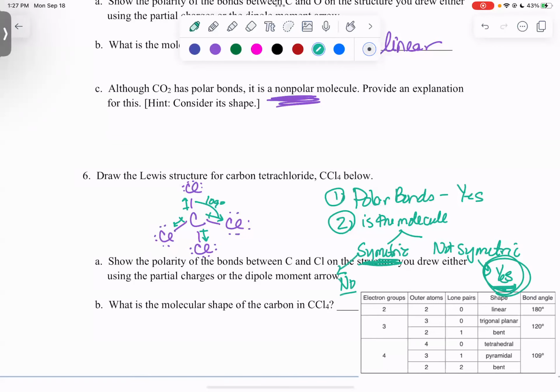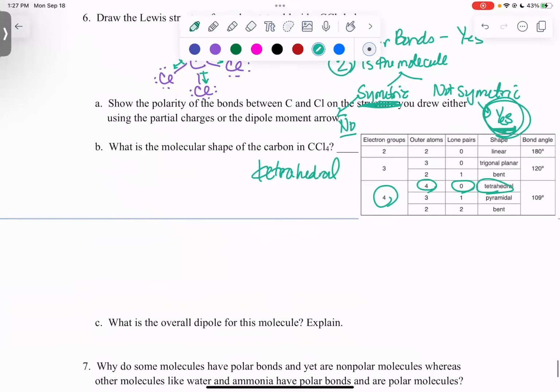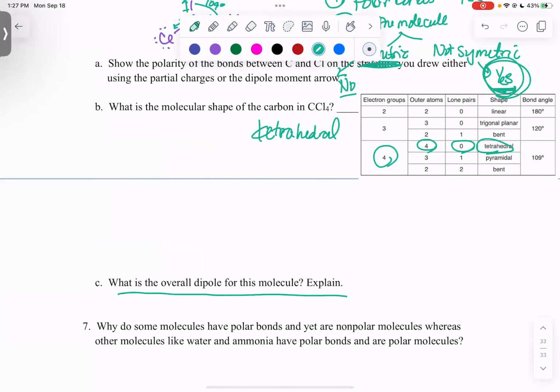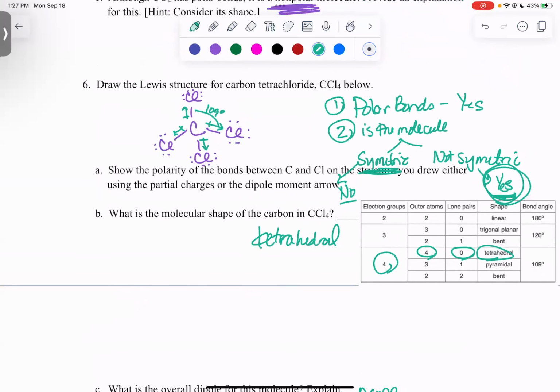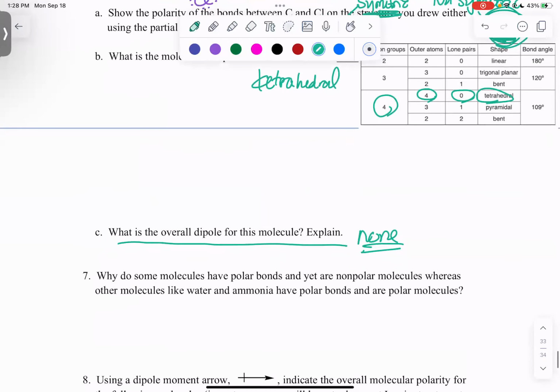Yeah, this molecule is symmetric. It's all the same. It's tetrahedral, because we know we have 4 electron groups, 4 atoms, no lone pairs. So do we have a polar molecule? What is the overall dipole moment for this molecule? This molecule has none, because it is a symmetric molecule. It doesn't look like it in 2 dimensions, but we're going to do some stuff in class and you're going to be able to see it in 3 dimensions.